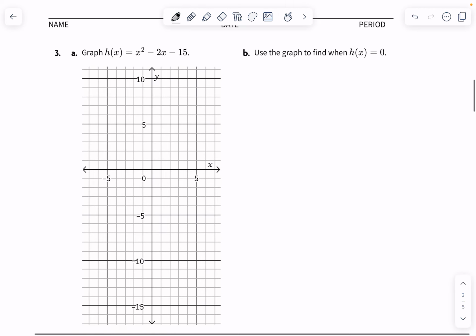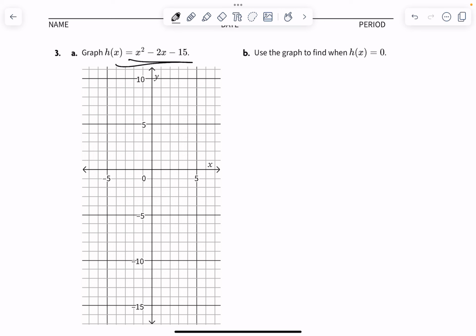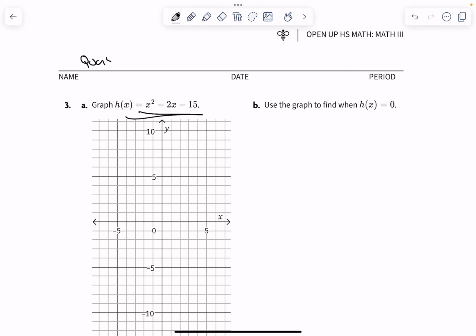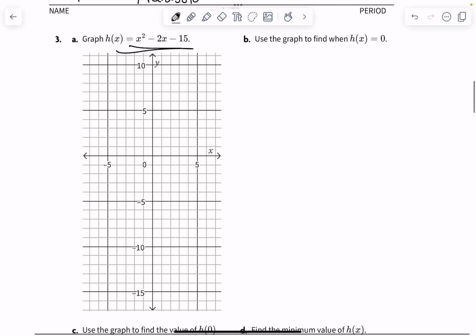Let's talk about number 3. Graphing a quadratic. This is a quadratic, so it's a parabola, right? There are different ways to graph a parabola, and I'm going to take you through what I think is the best approach to graph a parabola.